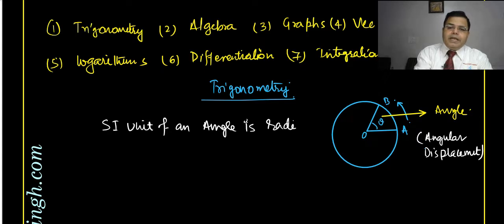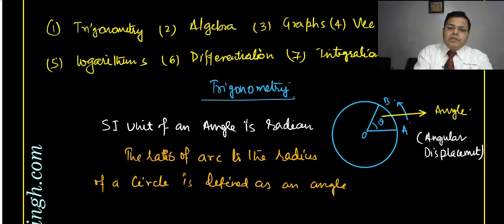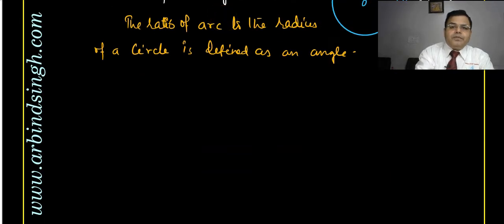And radian is defined as the ratio of arc to the radius of a circle, which is defined as an angle. So therefore we can say angle is equal to arc upon radius.